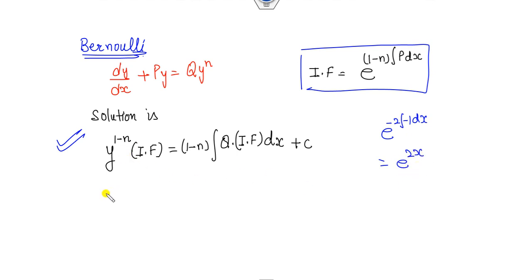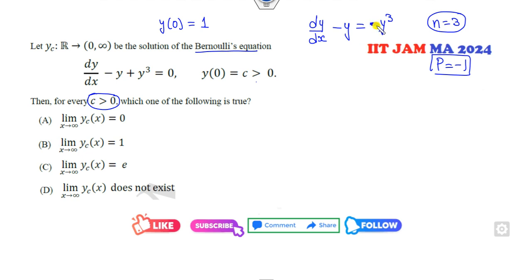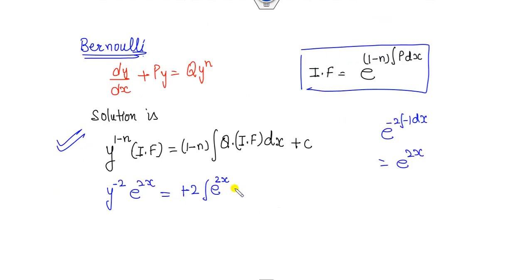So I can substitute here y to the power minus 2, e raised to power 2x. N is 3, so minus 2, e raised to power 2x. What is my q? You can see q is minus 1. So it is minus, plus 1. Plus a constant, because c is already written here, I call the constant a. So can you solve them? E raised to power 2x over y square, the integration of this is here.